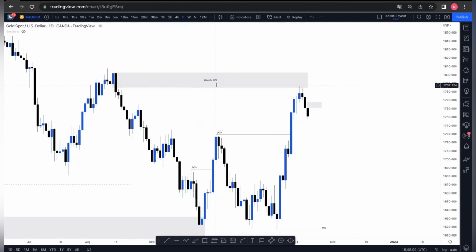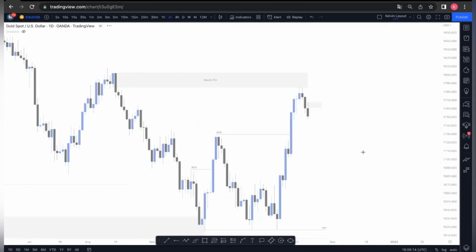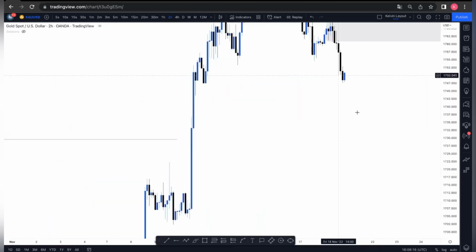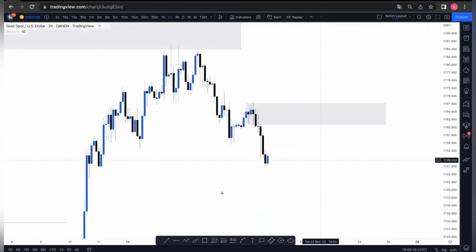So when it is daily time frame, as you guys know, I like to see hourly change of character. So let me drop down to the 2 hours time frame. So if I come to the 2 hours time frame, right, and I try to mark my swing structure, okay, we have the structure high, we had the low. Then this low created a new high right here.